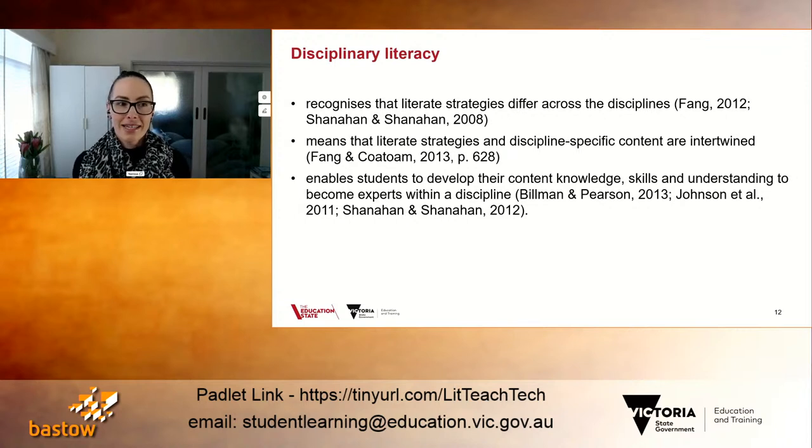Now, disciplinary literacy, just a couple of quotes, because I think these help us to refine what it is that we're talking about. Firstly, Timothy Shanahan and Cynthia Shanahan say that disciplinary literacy recognises that literate strategies differ across the disciplines. So, that's what we're talking about there.